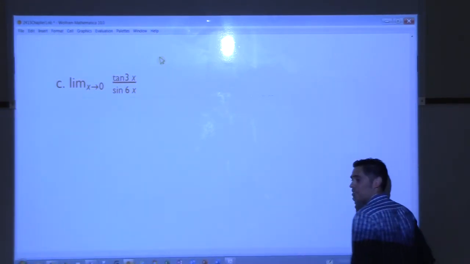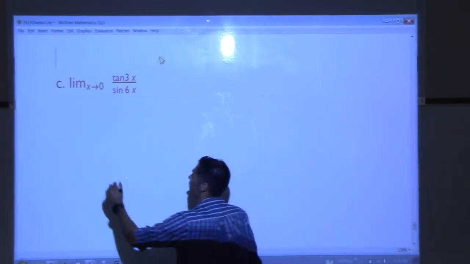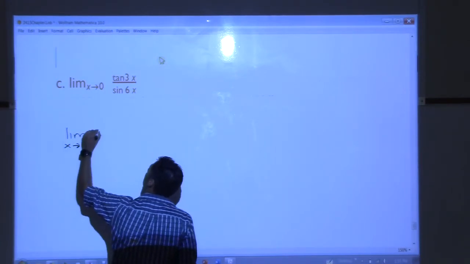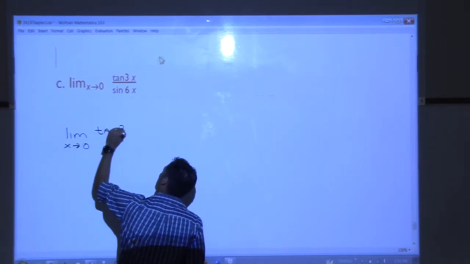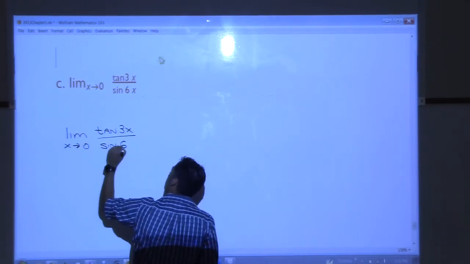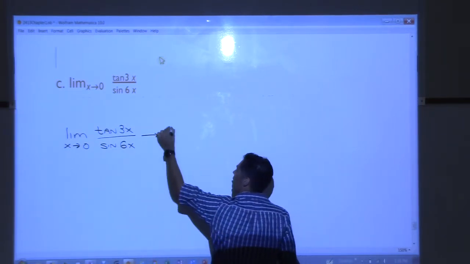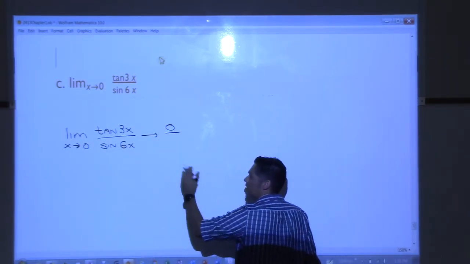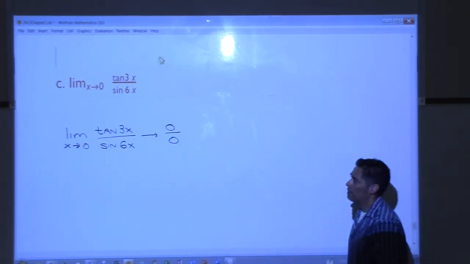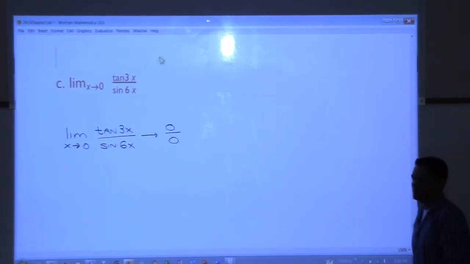So we always check first to see what's happening, right? So as x goes to 0, what does the numerator go to, Arturo? If you replace x with 0 up top, you're going to get tangent of 0, right? And tangent of 0 is 0. So the top is headed towards 0. The bottom is going to be sine of 0, which is still 0. So we have a problem, right? Any ideas?